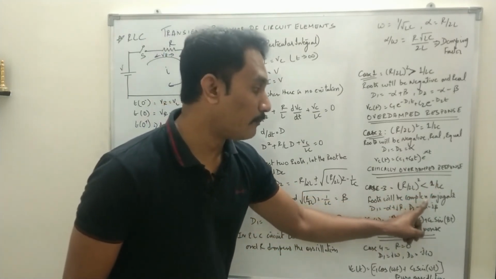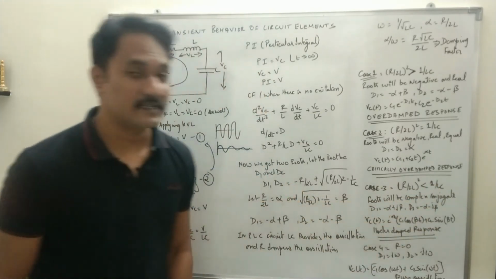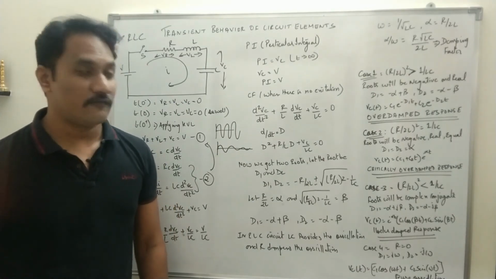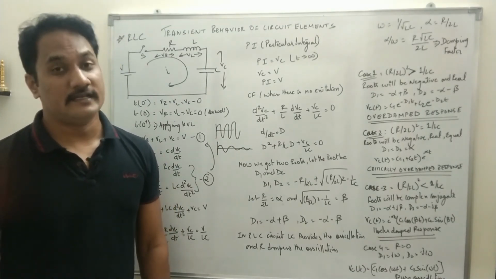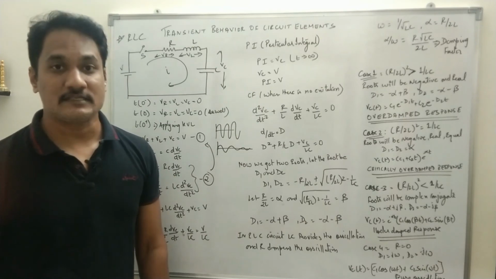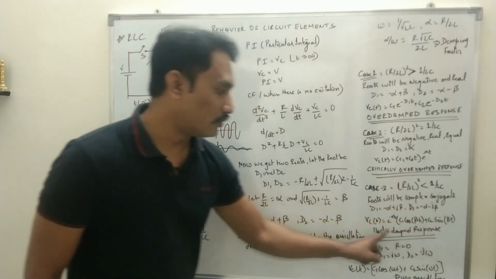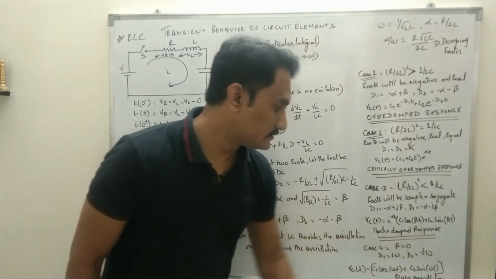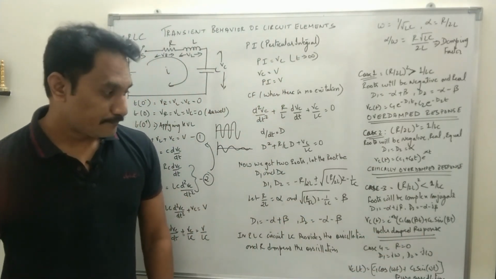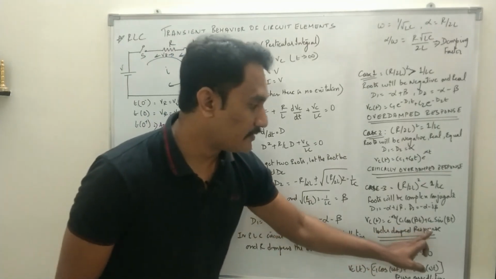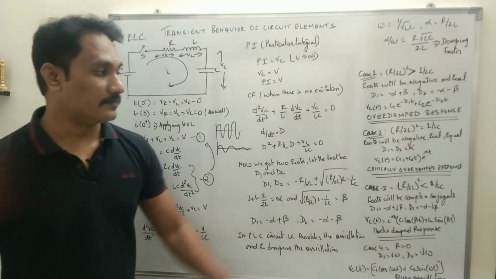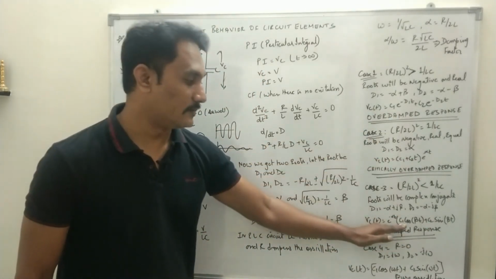The roots will be complex conjugates, given as D1 equals minus alpha plus j beta and D2 equals minus alpha minus j beta. When you constitute the equation for the voltage across the capacitor, mathematically it is seen that it will be an under damped response. Okay, it is under damped. The first two cases are over damped and critically damped, and this one will be under damped.